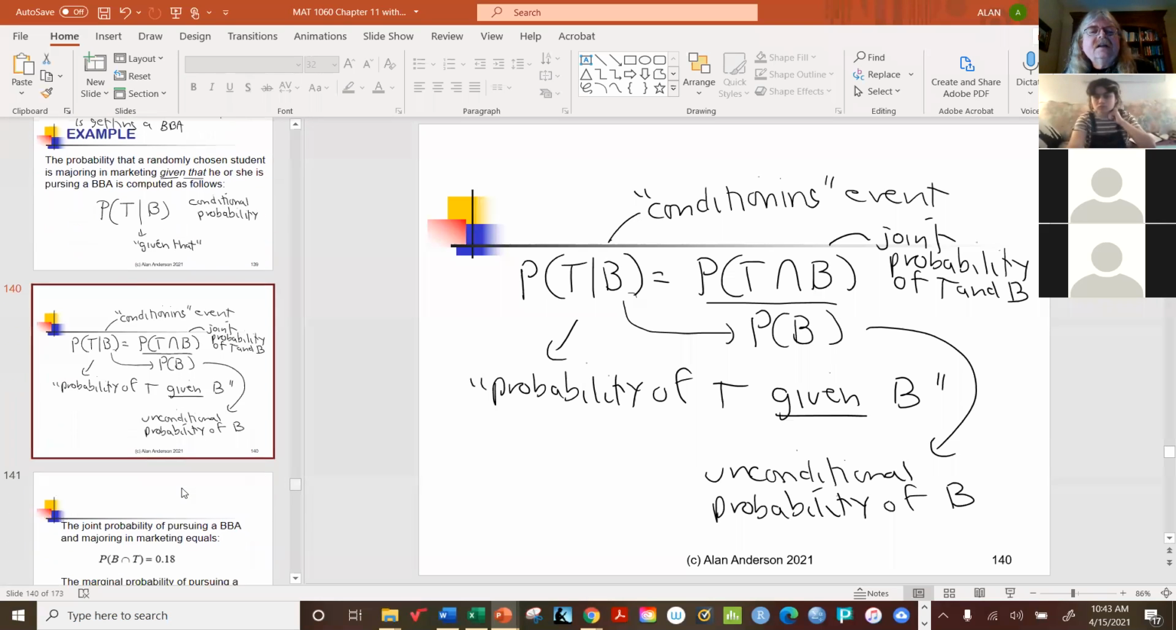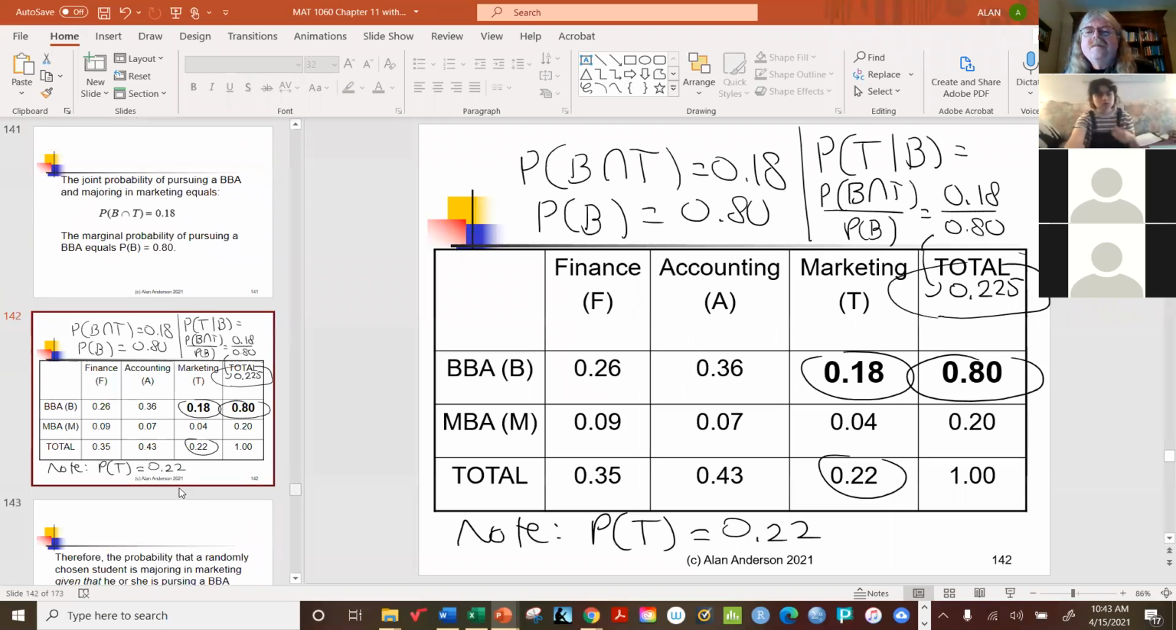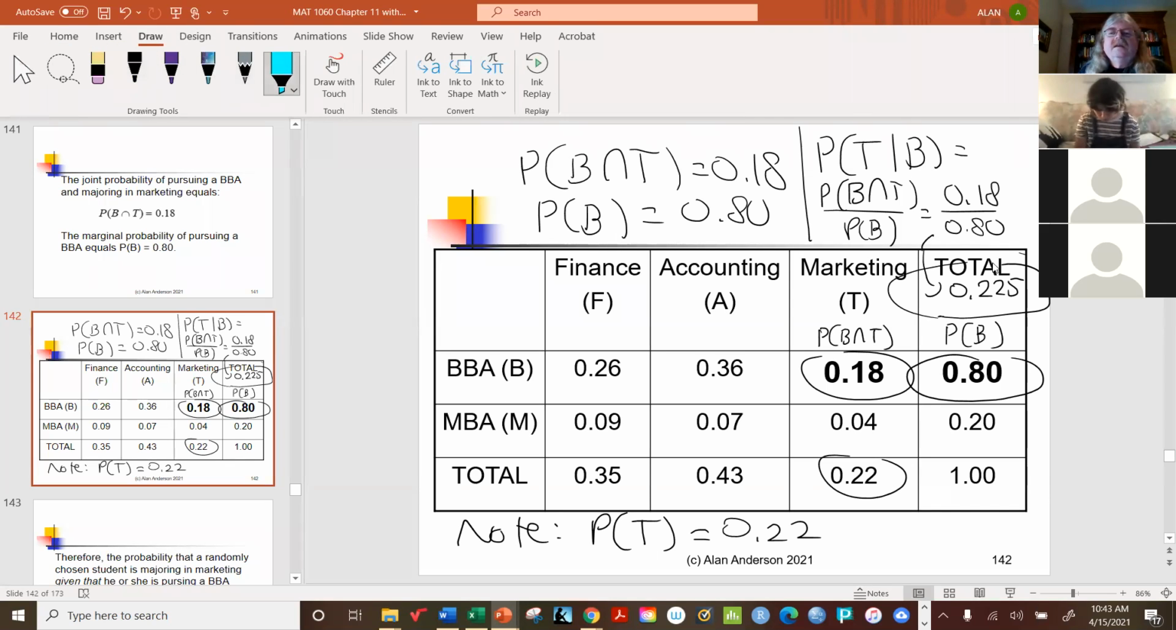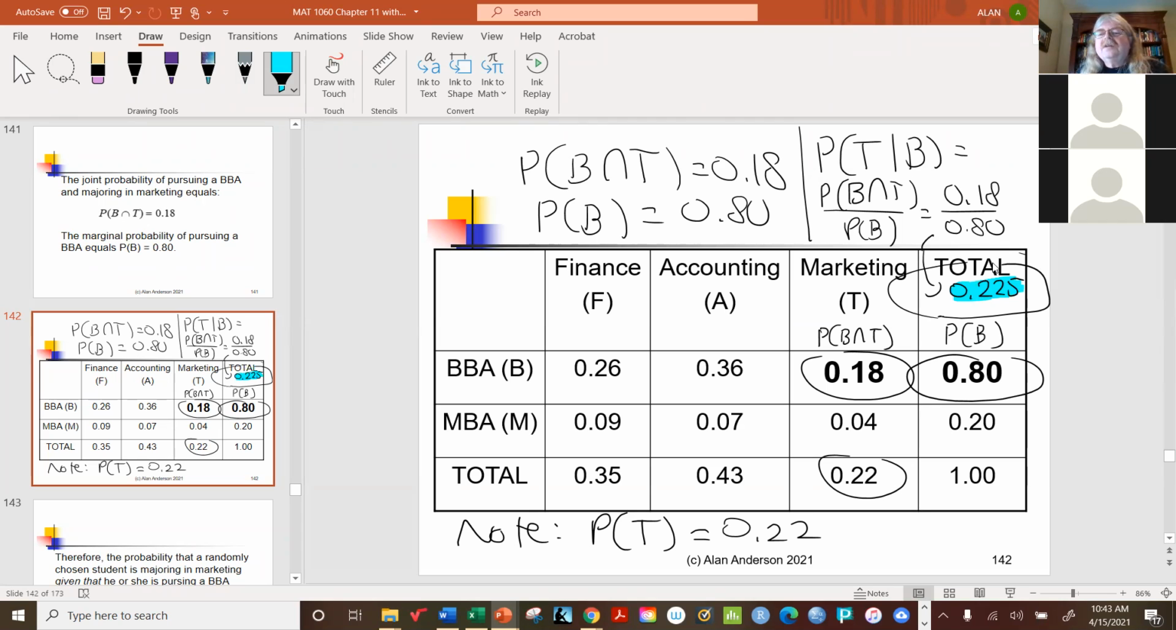Now, let's see how that's done. If you go to the table, and I've repeated the information we need up here, T given B, this probability is equal to the ratio of the probability of B and T over the probability of B. So look how easy it is to figure this out. This is the probability of B and T, and this is the probability of B. So the ratio of those two is our final answer, which is right here. It's getting lost in all this shuffle, but it's 22.5%, because that's the ratio of 0.18 over 0.8.